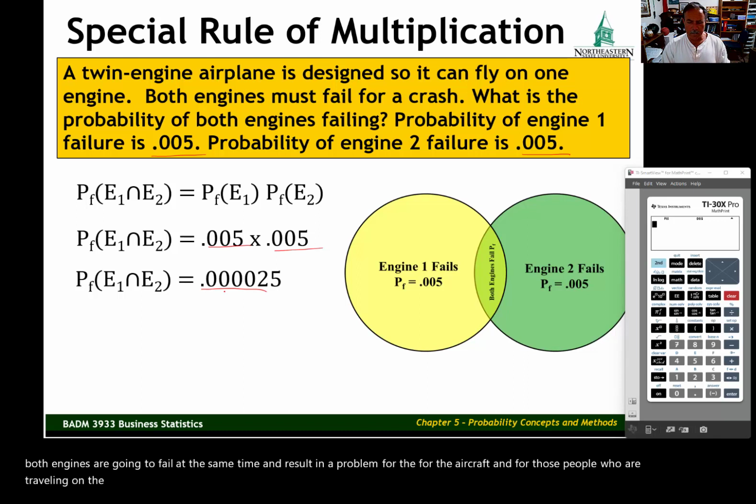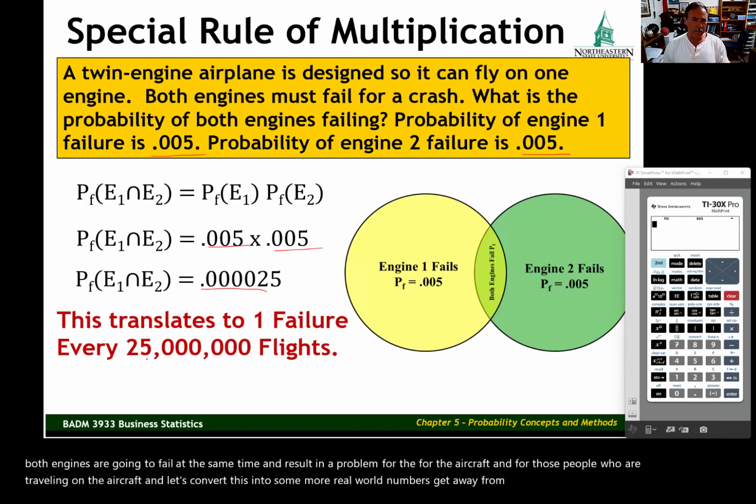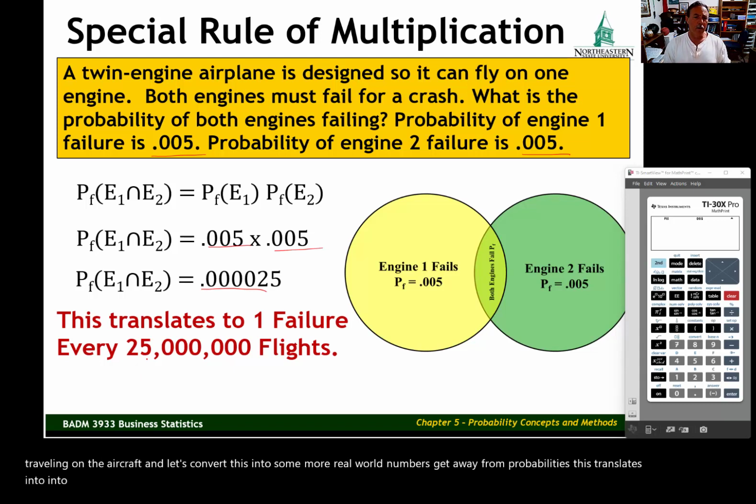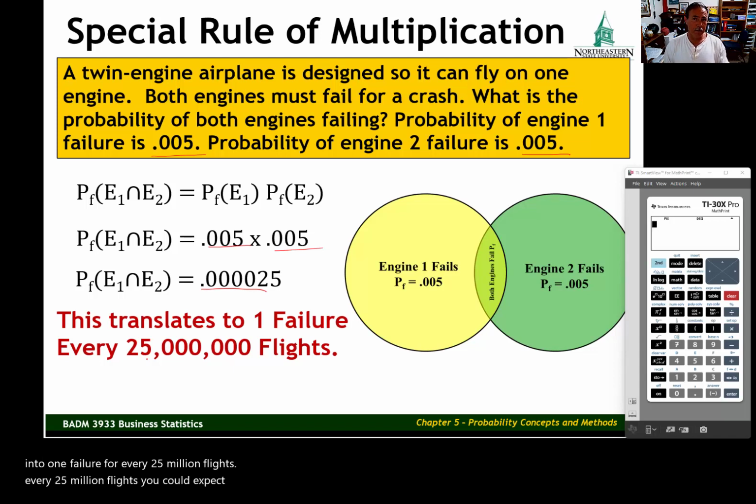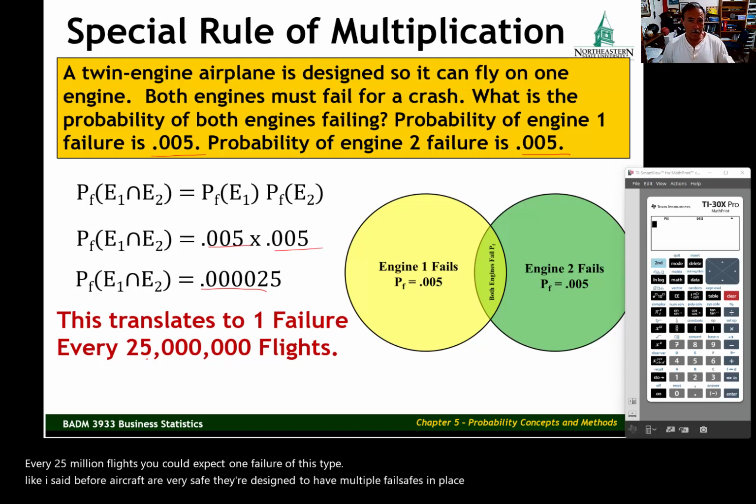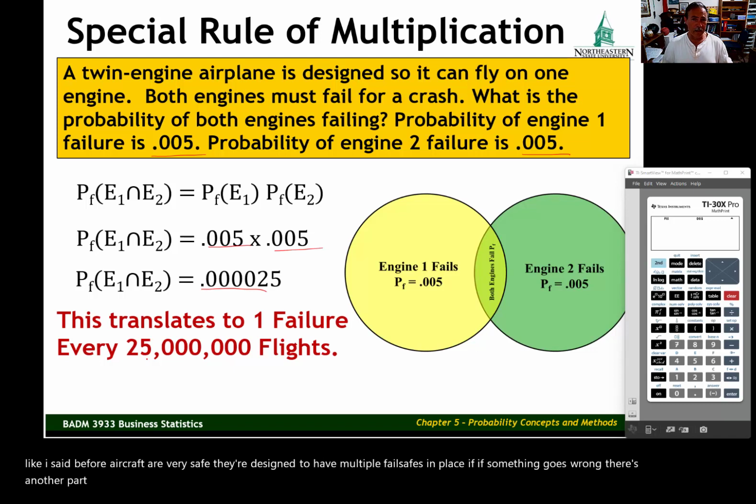And let's convert this into some more real-world numbers, get away from probabilities. This translates into one failure for every 25 million flights. Every 25 million flights, you could expect one failure of this type. Like I said before, aircraft are very safe. They're designed to have multiple fail-safes in place. If something goes wrong, there's another part of that aircraft that will kick in and correct for the component that failed or went wrong in some way.